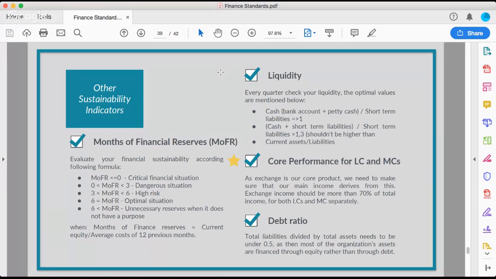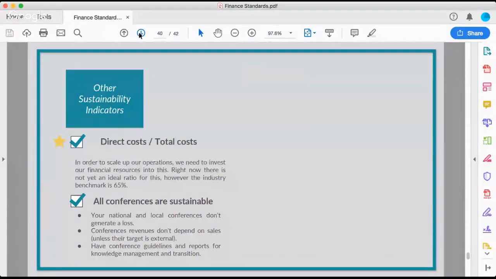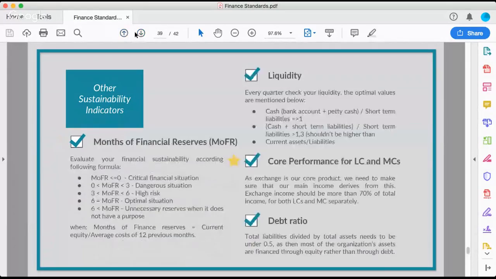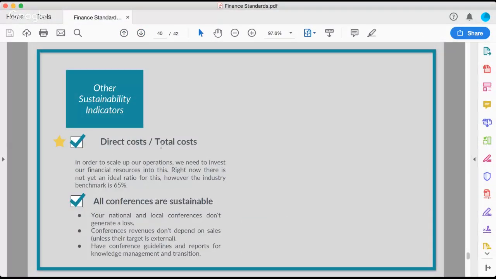Then the debt ratio means that we can only have 50% of our liabilities covered from our total assets. So you can also see here the calculation for that. Yes, then direct costs over total costs. There's not an ideal ratio, but preferably we would have 65% of all our costs to be direct costs.